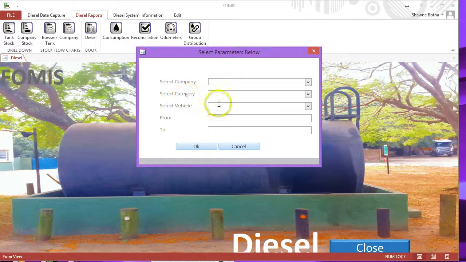Then we start getting into the more complicated reports, which are your consumption reports.